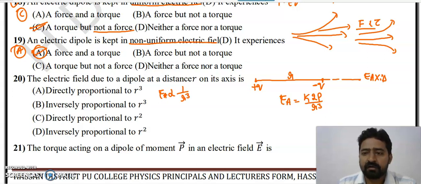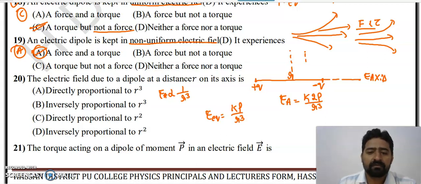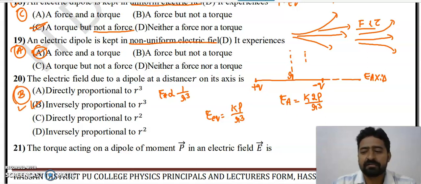Now for the equatorial, look, this is the equatorial. On the equatorial, the electric field is equal to kp divided by r cube. Okay, so then on the axis, which is the right answer? It is inversely proportional to r cube. That is, option B is the right answer.